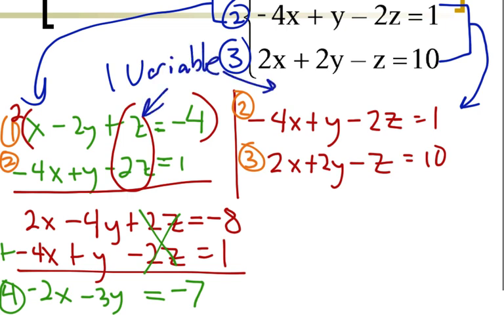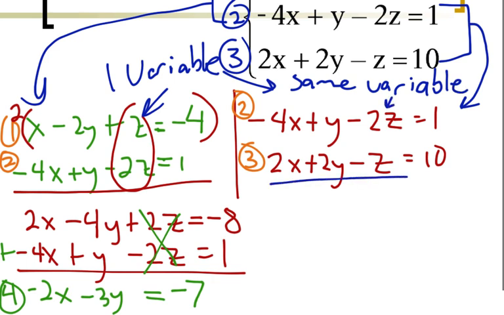It has to be, again, the same variable over here that cancels. So I need the z's to cancel. Well, as you can see, it's not set up for that to happen because if I added, the z's would not cancel. So what that means is I need to multiply the bottom equation by a negative 2. It needs to be a negative 2 because I need the sign to turn into a positive 2z there.